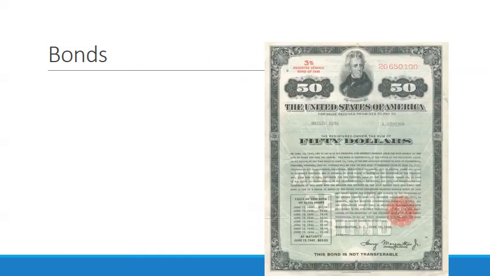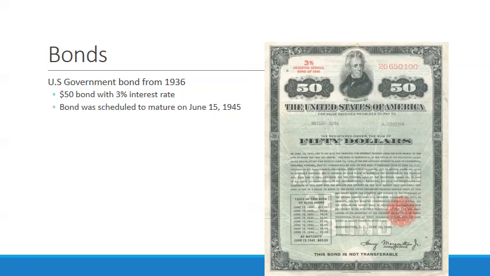So let's look at the bonds. This is what a bond looks like. It's a U.S. government bond from 1936, so this is a Depression era bond. It's a $50 bond with a 3% interest rate, which means that when the bond has reached its maturity, it will pay out the $50 plus the interest earned from the 3%. The bond was scheduled to mature on June 15th of 1945, so this bond essentially is covering a small amount of time. The owner will receive $63.50.